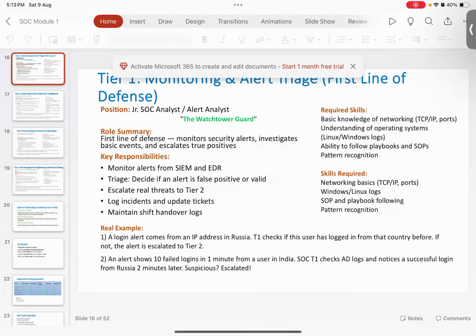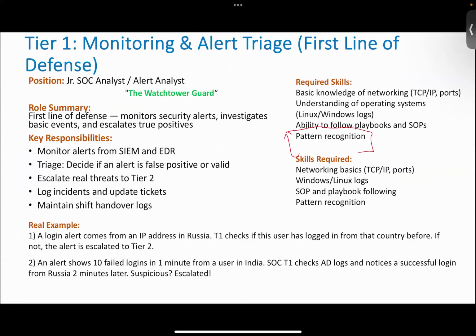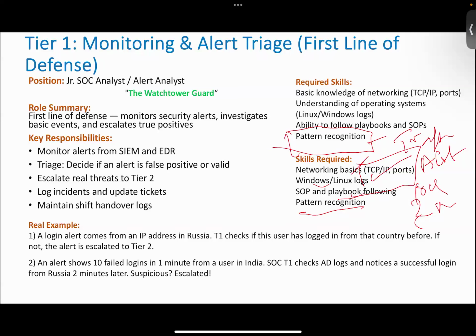Then we have pattern recognition. We need to see the pattern of the traffic or the alert pattern. Based on the pattern, we're able to identify whether it's a lock pattern, a phishing email, or malicious code. These are patterns we can understand from the log. Then the skills required for this are networking, TCP/IP understanding, Windows, Linux, and SOP and playbook, as we already discussed. TCP/IP is always asked about. It's a really big topic.